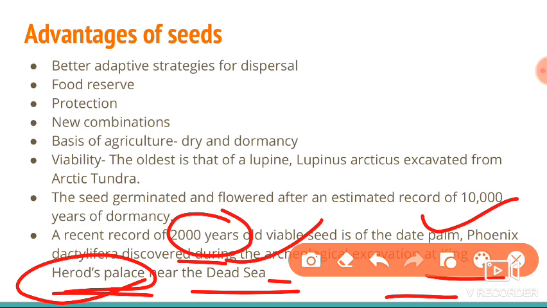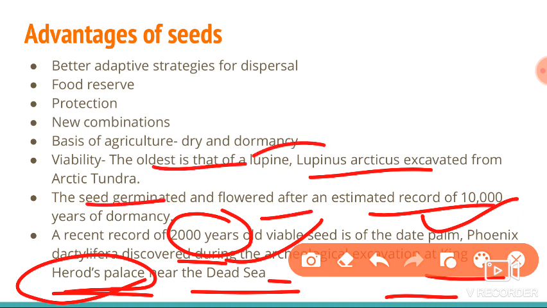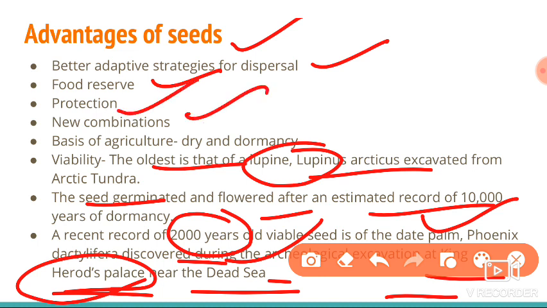These are all the importance and advantages of seeds. This is given in your NCERT. Just remember these examples. For theory purposes it is not useful, but for competitive exams they can ask the examples. Please remember these advantages: better adaptation, adaptive strategies for dispersal, food reserve, protection, new combinations, and the basis of agriculture.